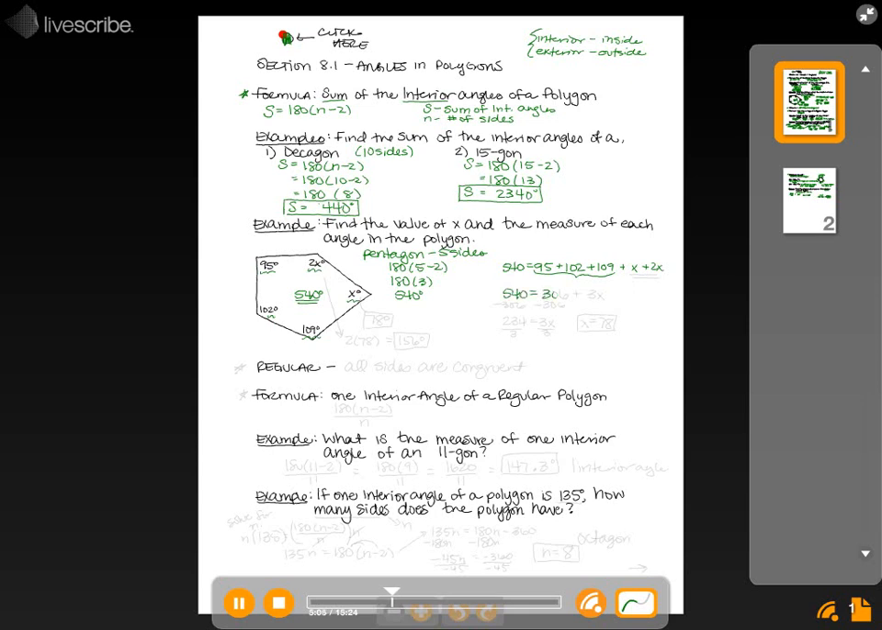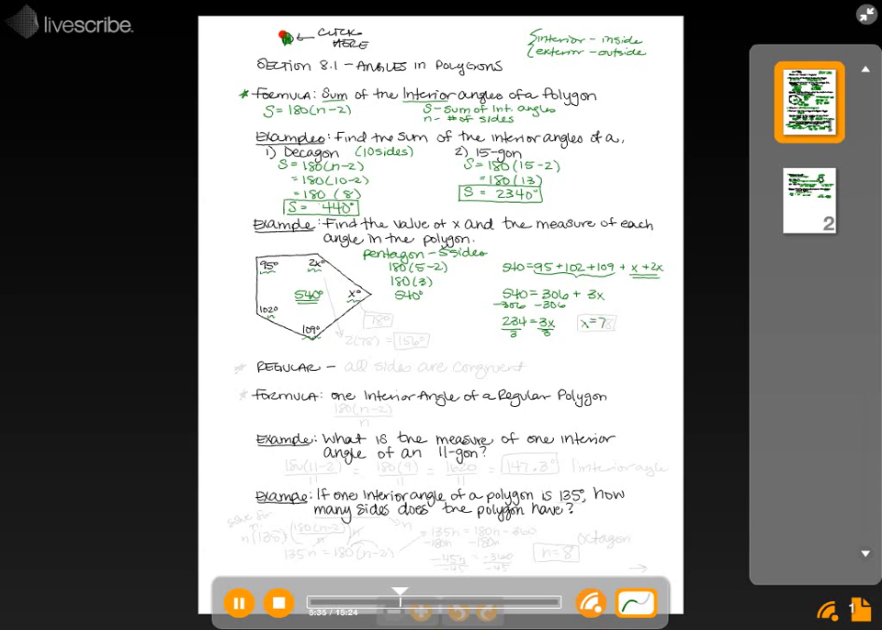540 equals 306 plus, there are really 3 x's here. X plus 2x is 3x. Now it's an algebra problem. It was an algebra problem before, but we just simplified it, so we're going to keep going. Minus 306 from both sides. 540 minus 306 is going to be 234 equals 3x. Divide both sides by 3.